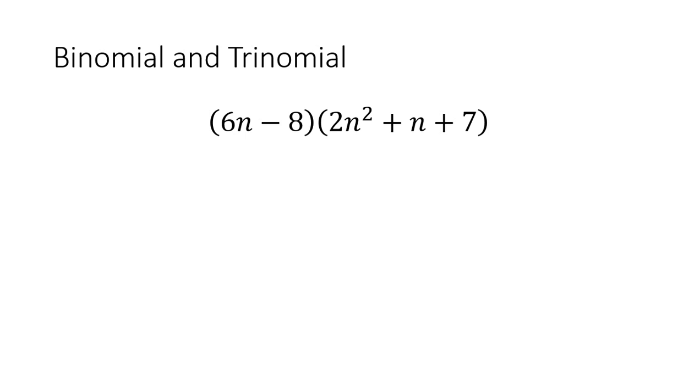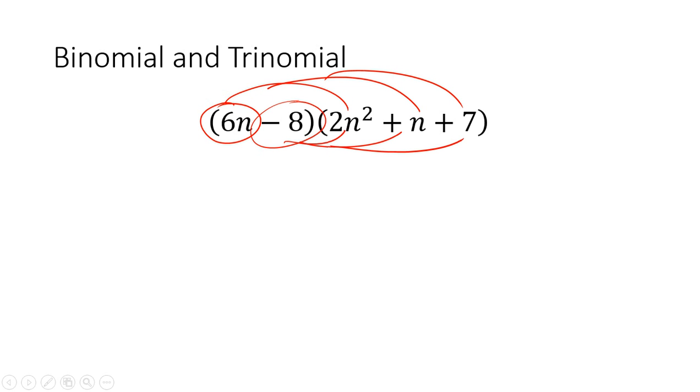Now, when you're multiplying a binomial and a trinomial, it's not going to be FOIL anymore because you don't just have first, outer, inner, last. What you're going to do is, again, distributing. You multiply this first term to every single one, and you multiply the last term to every single one.